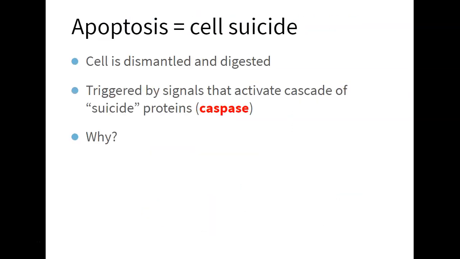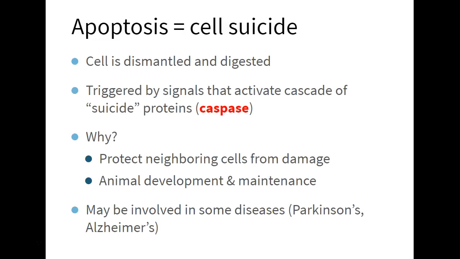Okay, last but not least, we're going to talk about cell suicide. In cell suicide, that's apoptosis. It is also known as programmed cell death, which is how I prefer to look at it. The cell is broken down and digested, and this is triggered by something called caspases. It's an ase, so it's an enzyme, and caspases are what are called suicide proteins. They are signaling molecules that trigger the death of the cell.